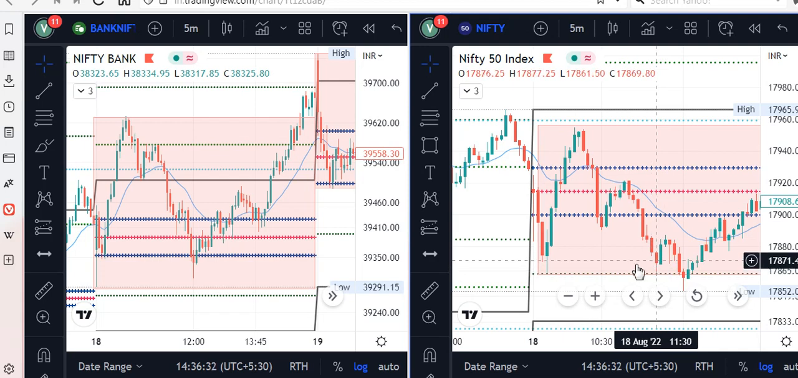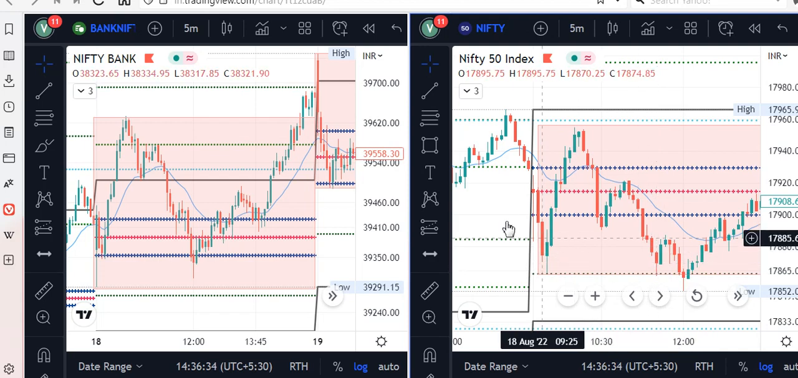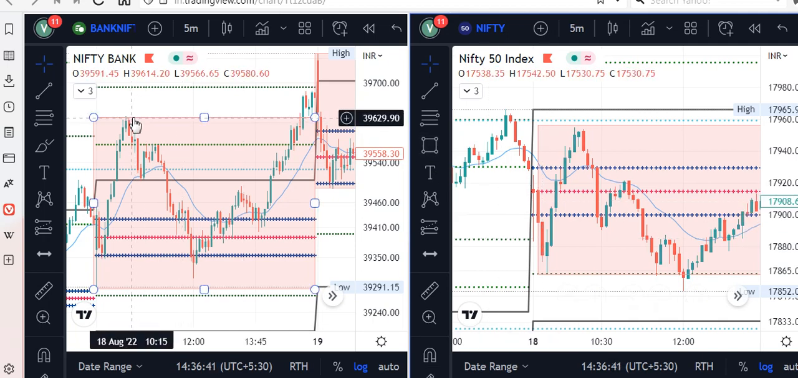Okay, according to the situation, you can take the trade in Nifty or Bank Nifty. But in this case, I am taking the trade in Bank Nifty, because if you see here, this is the, wait for some time.